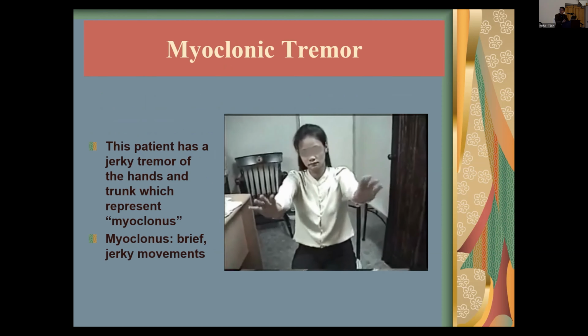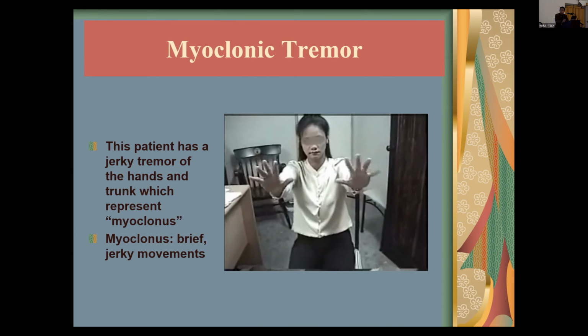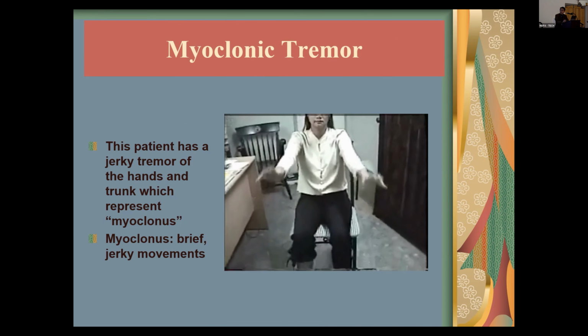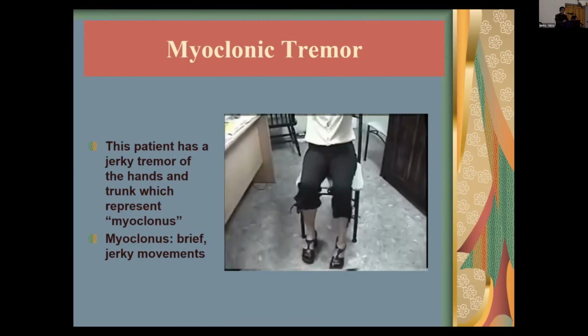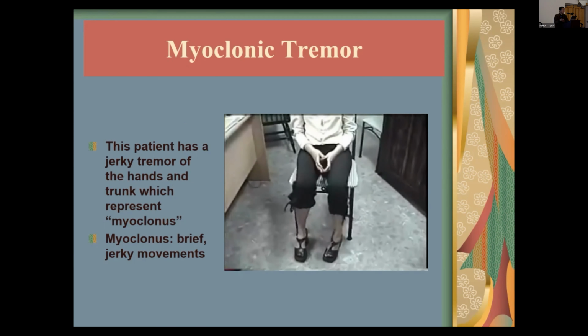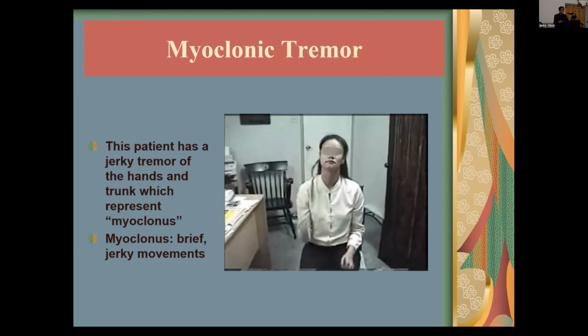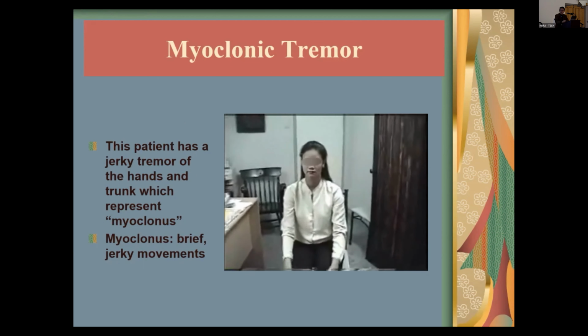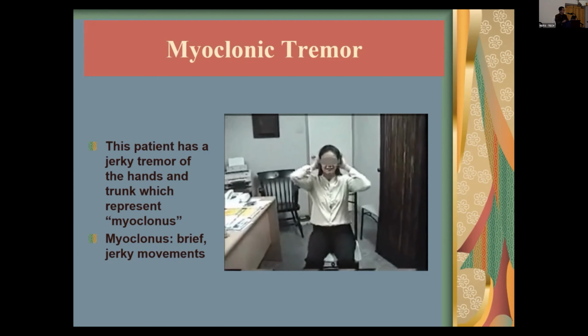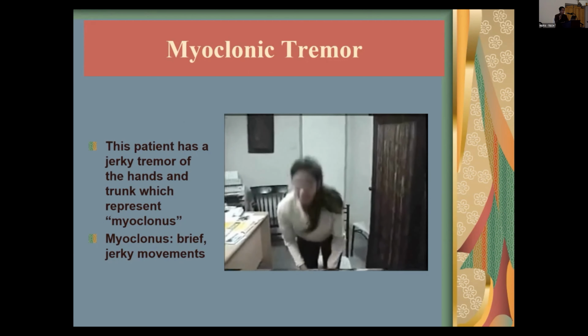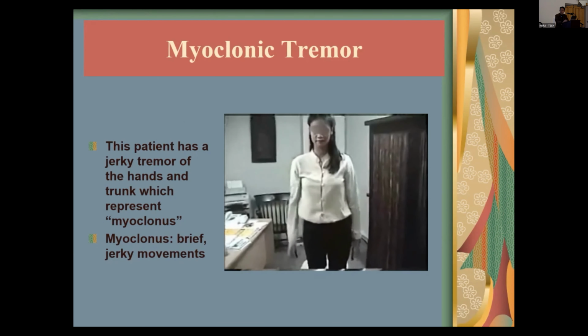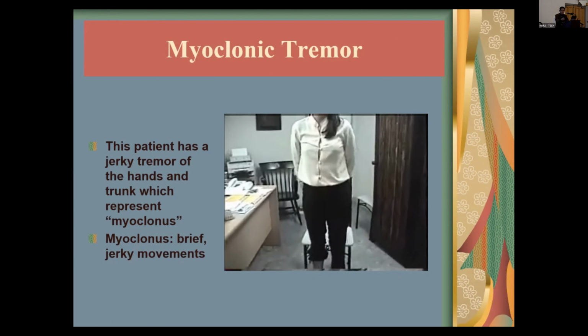And then the next type of tremor that I want to make you aware of is the so-called myoclonic tremor. Myoclonus refers to a jerky movement. So it's not a smooth, oscillating tremor like this. It's kind of jerky, and so this is called a myoclonic tremor. It looks like tremor, except that we see the tremor being very jerky. And this can occur both at rest and during action.